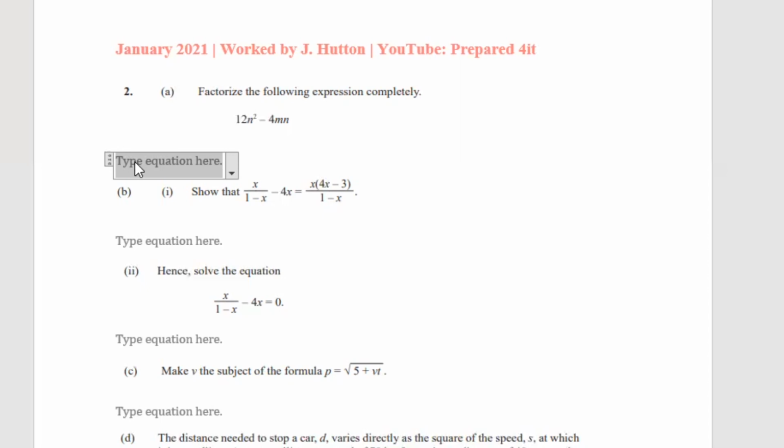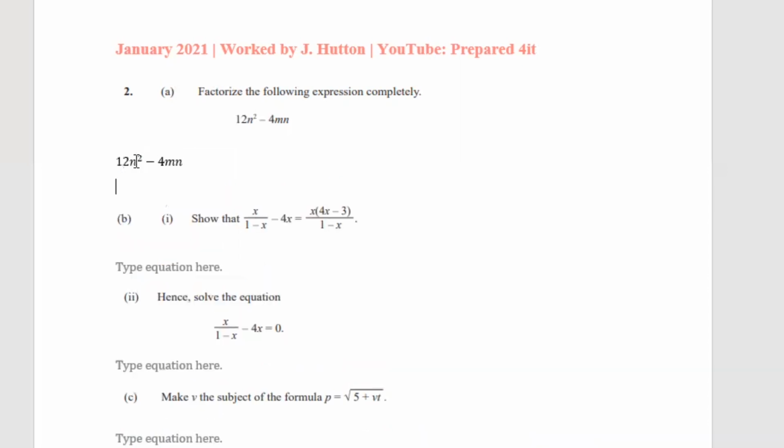Alright, welcome guys to another video, and today we'll be working question 2 from the January 2021 mathematics paper. So here goes. Question 2a says factorize completely the expression. So what we have is 12n squared minus 4mn.